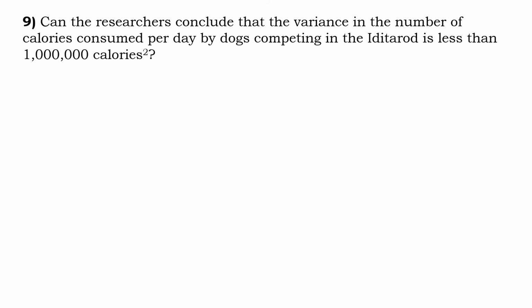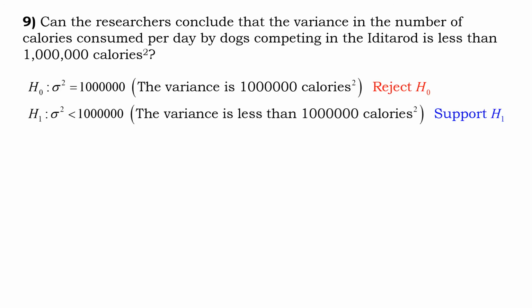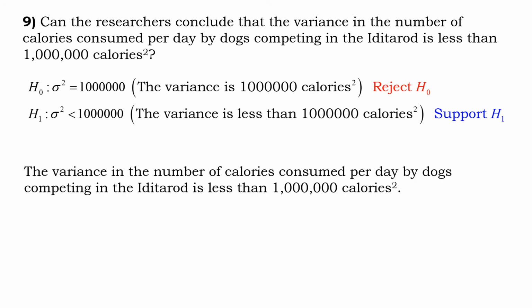All that's left to do is write our conclusion. We have rejected the null hypothesis, rejected the assumed value of sigma squared being 1,000,000. We're supporting the alternative, that sigma squared is less than 1,000,000. So we're going to make a statement. And that statement is that H1 is true, so H1 said the variance is less than 1,000,000 calories squared. So very conclusive. It's been proven beyond a reasonable doubt, since the p-value was so small.